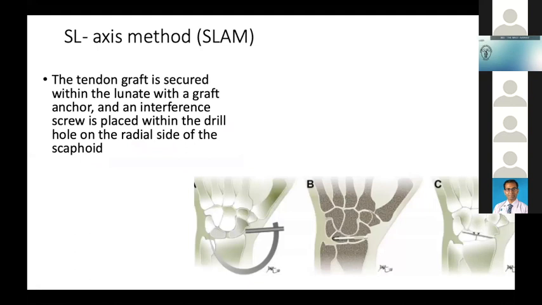And one more method was the SLAM method, that's the scapholunate axis method. I have no experience; these devices or implants are not available, but the tendon graft is secured to the lunate with a graft anchor, and an interference screw is placed with a drill hole on the radial side. But this has given some reasonably good results. A lot of them are doing this as well.